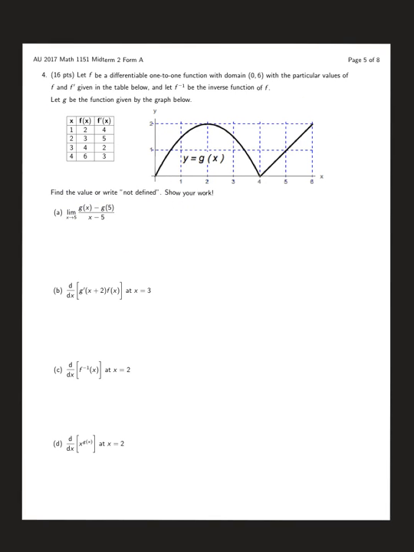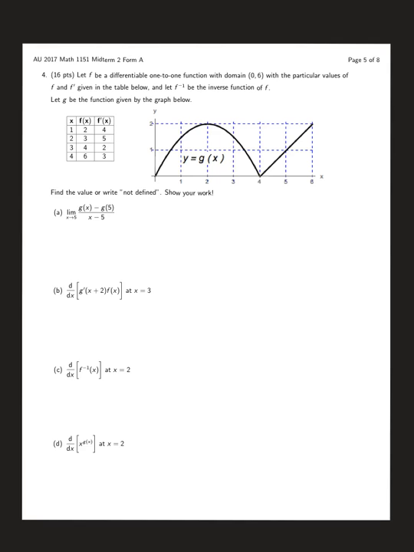So in this question, we're given f is a differentiable one-to-one function with domain 0, 6, with the particular values of f and f prime given in the table below. F inverse is the inverse function of f, and g is the function given in the graph. It looks like an upside-down parabola, and then it turns linear. So, first question says, find the value, or write, not to find, show your work.